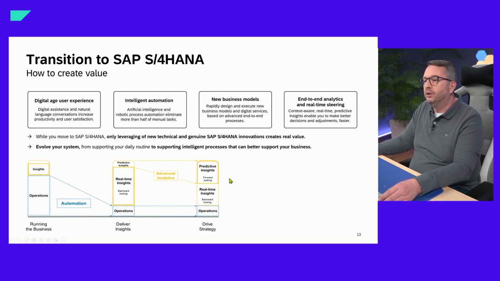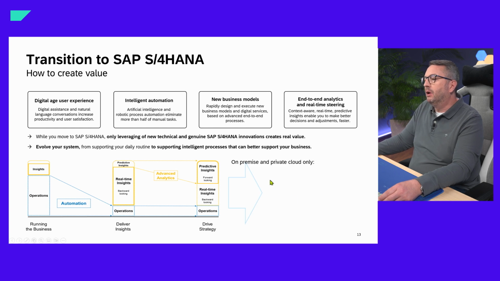And as this picture shows on the lower left-hand side, if you invest in automation, your cost of operation will go down drastically, so you can spend more time on inventing advanced analytics, maybe backward-looking analytics to better understand the results of your business, or using predictive insights, where you can use the simulation features to better steer and control your business and optimize it.